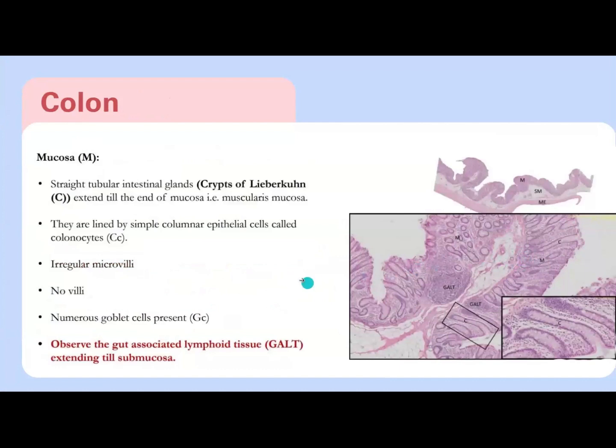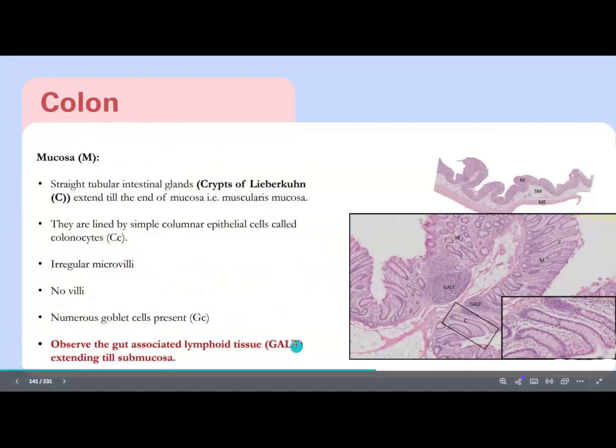Moving on to the colon, we have the crypts of Lieberkühn, which we already know. We have all of these different structures, and we have the GALT. This is the most important thing you need to know about the colon. Okay, what is GALT? It's gut-associated lymphoid tissue. This big structure right here.